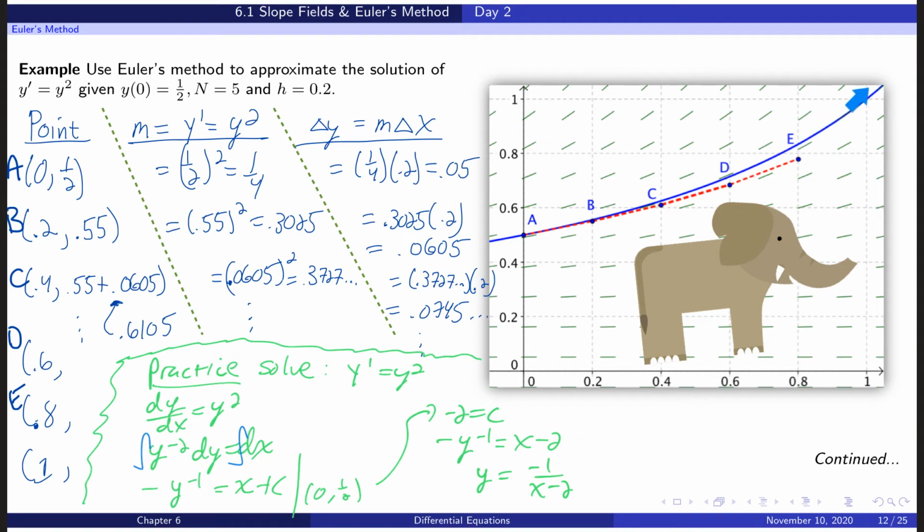So this is the solution curve, and Euler's method, had we carried it all the way through, is a very good linear approximation to that differential equation.